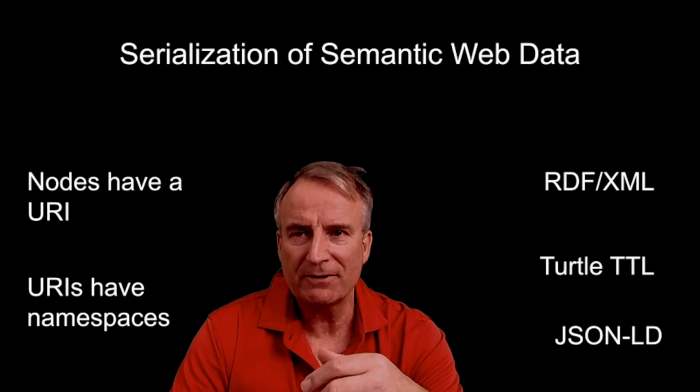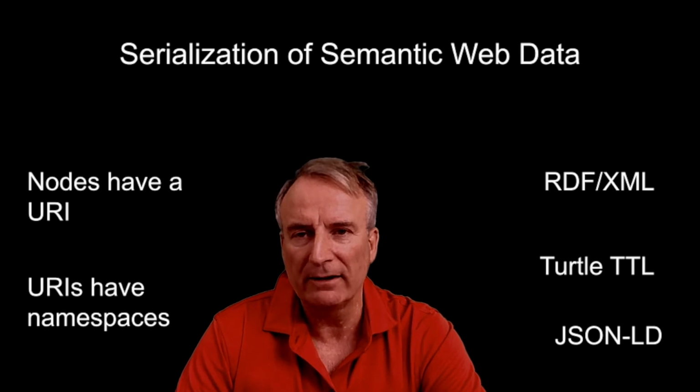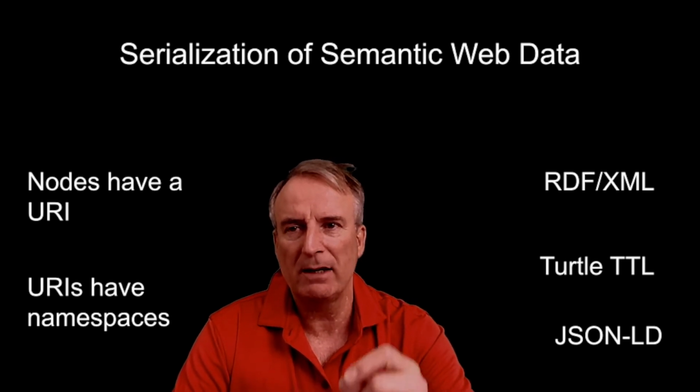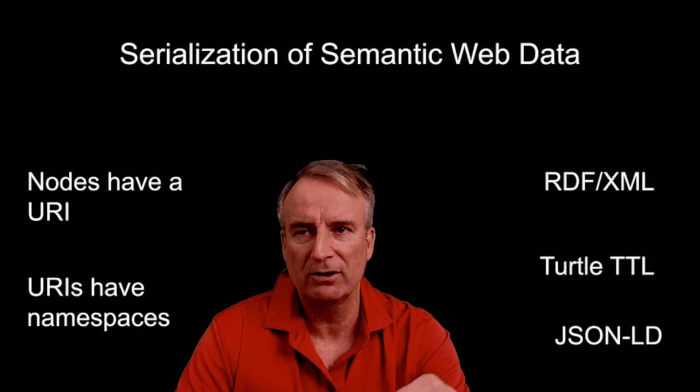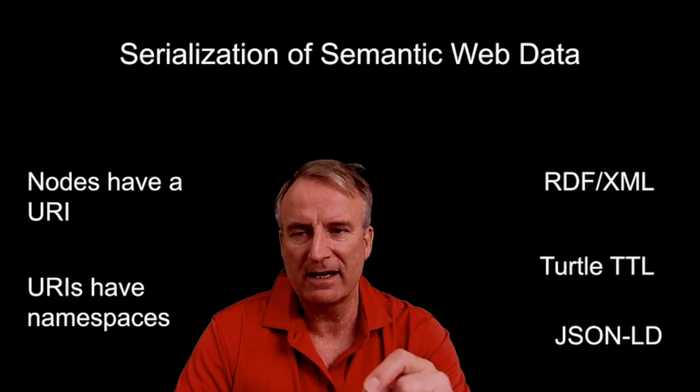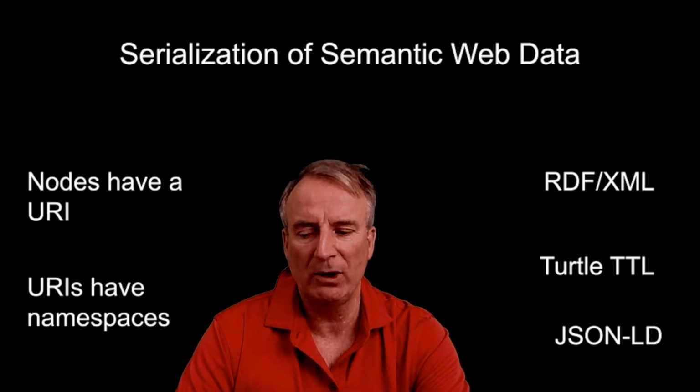Key concept here is that nodes have a URI, like I mentioned earlier. If it's the same concept in two different ontologies, two different linked data sets, then it has the same URI.